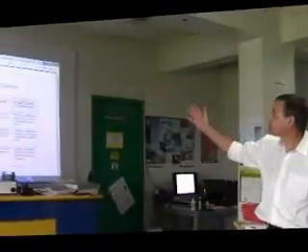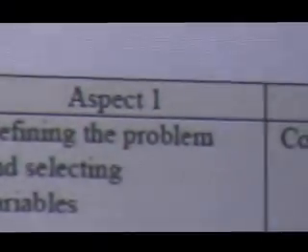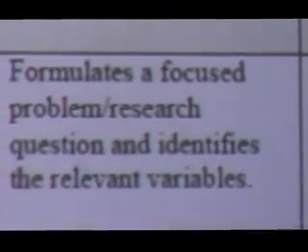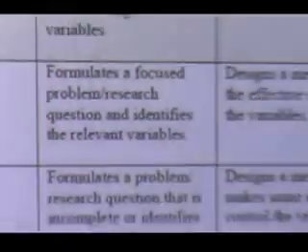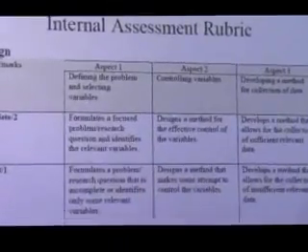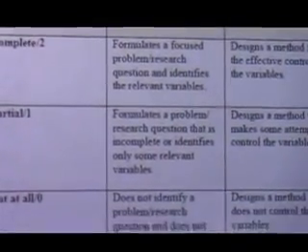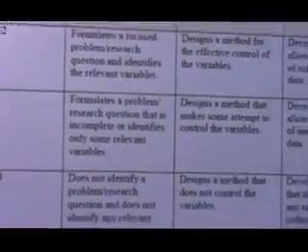Three aspects, okay? Defining the problem and selecting the variables. So it formulates a focused problem or research question and identifies the relevant variables. When it comes to the marking, it's so easy if somebody does do exactly that; they almost leave flags lying around saying, give me the mark for this. Not so good: formulating a problem or research question that is incomplete or identifies only some of the relevant variables. And if you don't bother to do it at all, you don't get anything. Harsh but fair.